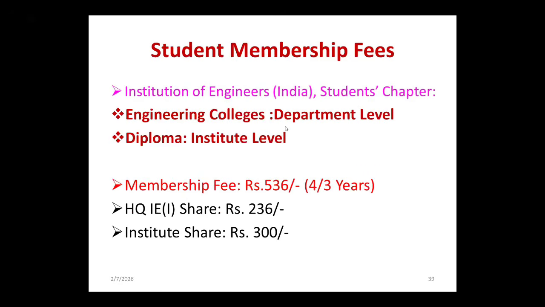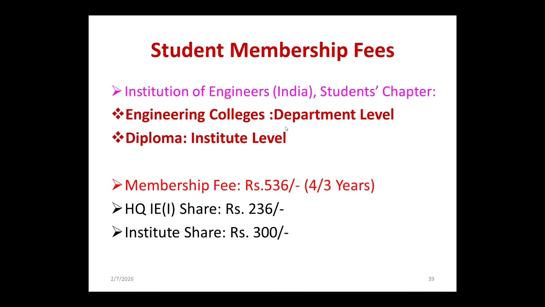Then the Institution of Engineers India student chapter is at department level in engineering colleges, and at institute level in diploma institutes. So any diploma branch can become a member, as the chapter is at institute level. But in engineering colleges, every department can start their own student chapter. Then the membership fee is 536 rupees only for 4 years, for engineering colleges as well as diploma colleges.